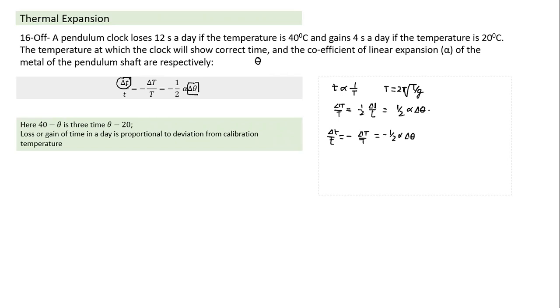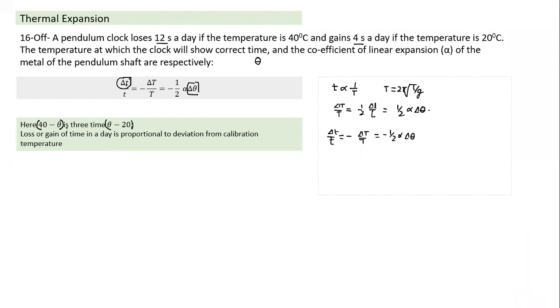First case, the 12 seconds is proportional to 40 minus theta, and in the second case, 4 seconds is proportional to theta minus 20. Theta is in between. If you understand this much, that's enough. So the loss or gain of time in a day is proportional to the deviation from the calibration temperature.